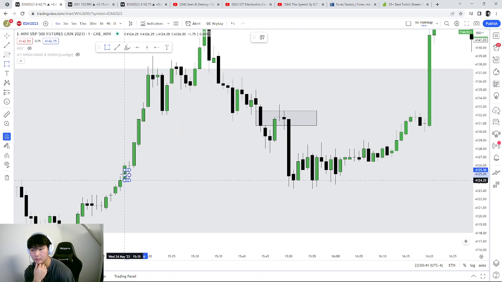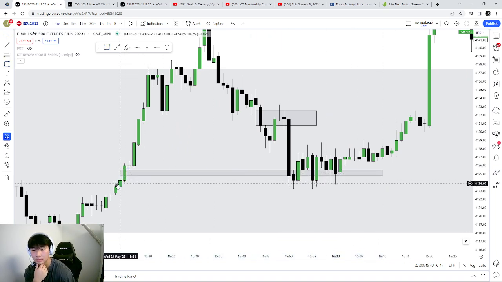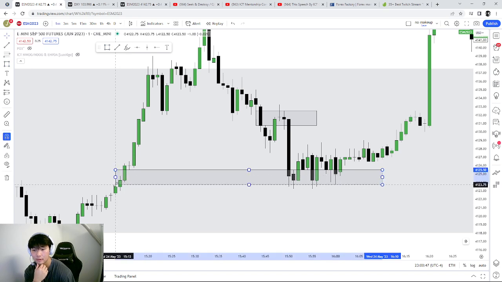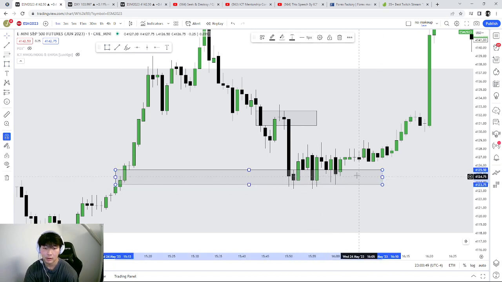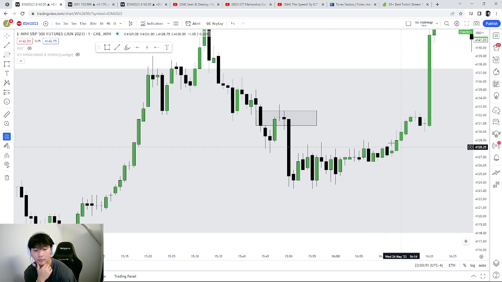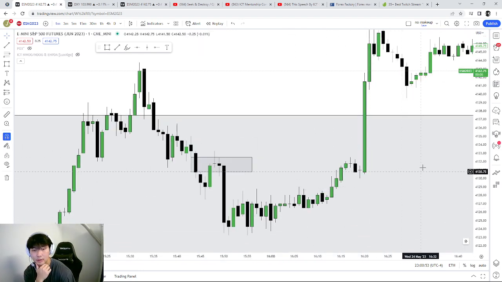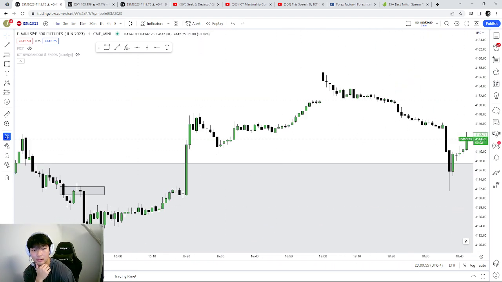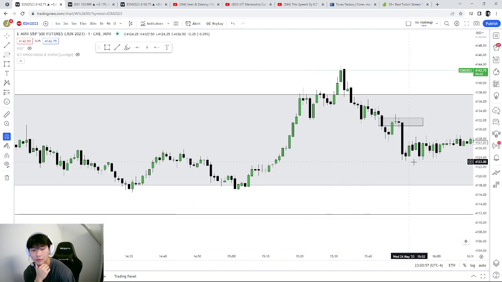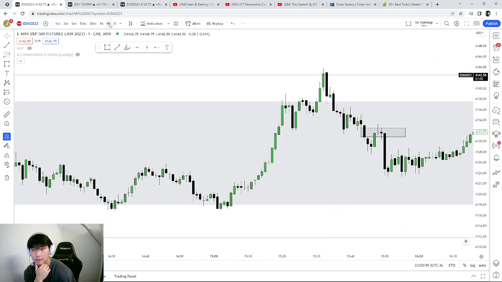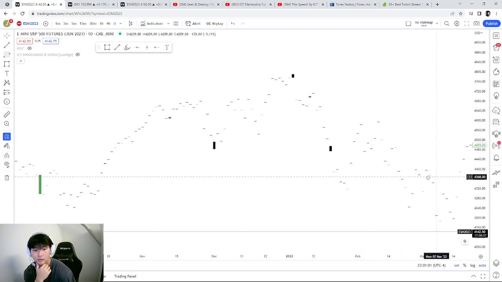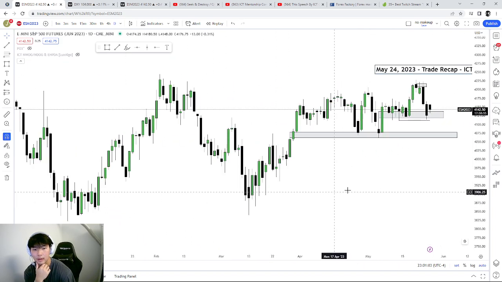And then price respects these fair value gaps as well, and then goes lower here. So kind of in this range, really nice. And then the market consolidates for the rest of it, it's only 10 minutes, and then into the overnight session. So overall, those were the trades of the day.